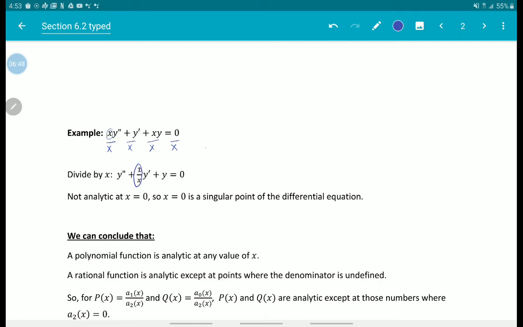Let's look at our p of x function. Our p of x is 1 over x. And we know this guy's going to have an issue at 0 because it's not defined at 0. So then we would say 0 is a singular point for this differential equation.